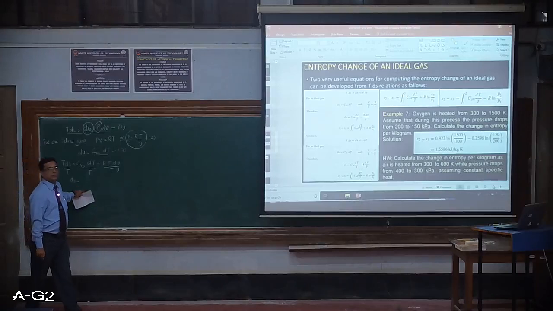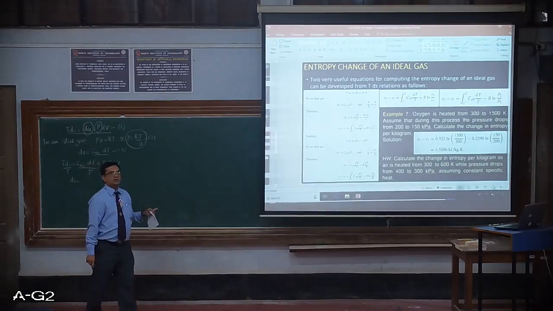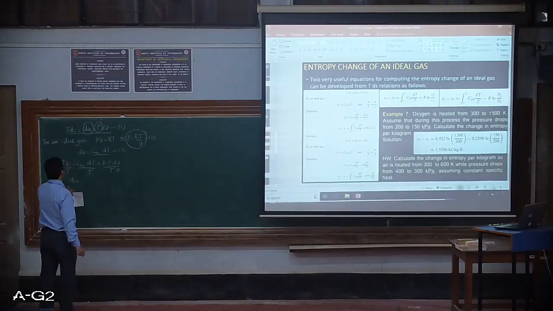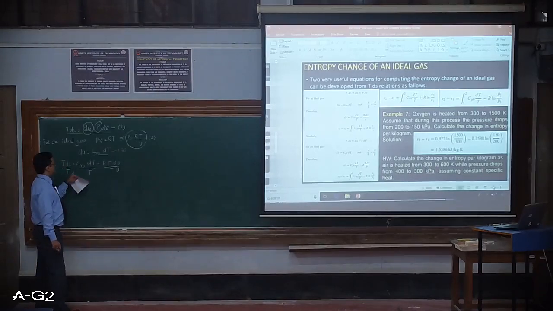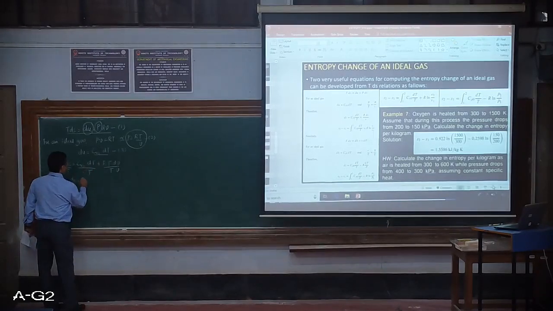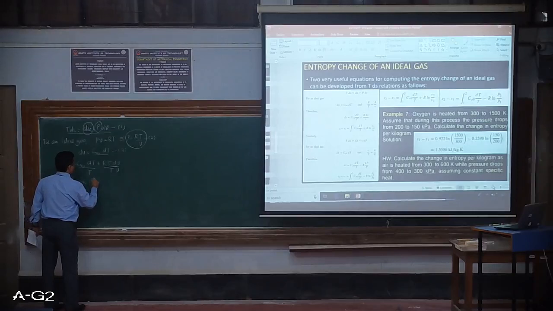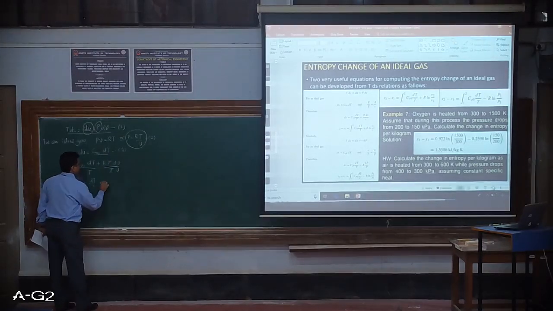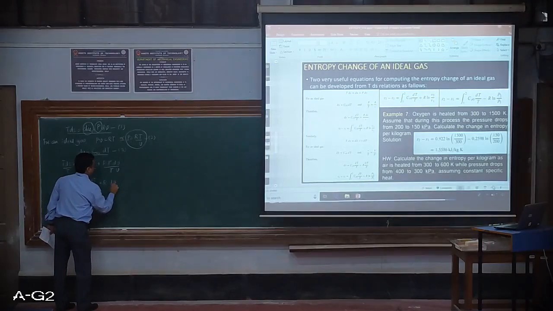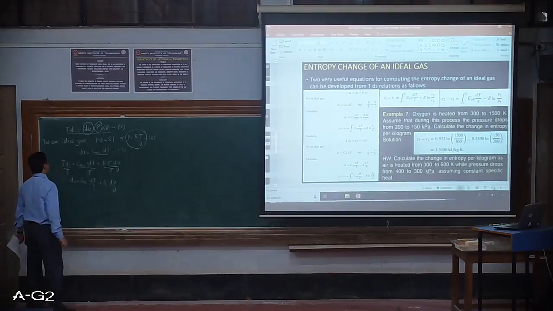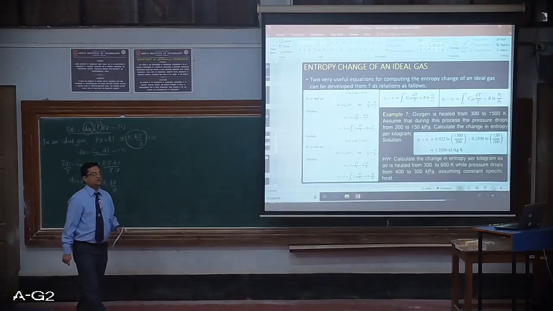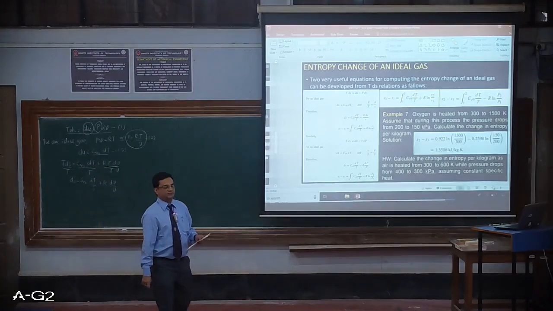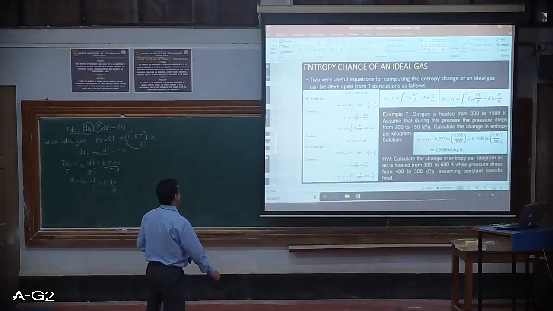We need to evaluate the entropy change of an ideal gas. Hence on the left hand side I must retain ds and transfer. So here it is Cv0 dT upon T plus, T gets cancelled, it is R dv by v. Now this is in the differential form, that is for a process. If I write it for a cycle, that means we need to go for integrating.